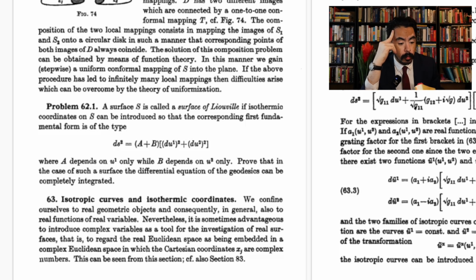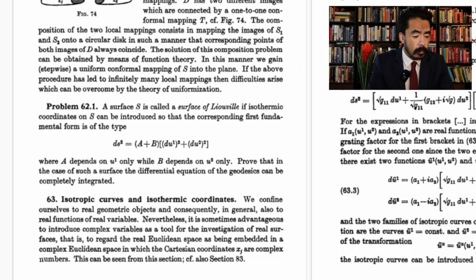But there's only one page missing out of what we're going to read today, so we're back to the PDF. Section 63, Isotropic Curves and Isothermic Coordinates. We confine ourselves to real geometric objects and consequently, in general, also to real functions of real variables. Nevertheless, it is sometimes advantageous to introduce complex variables as a tool for the investigation of real surfaces, that is, to regard the real Euclidean space as being embedded in a complex Euclidean space in which the Cartesian coordinates x sub j are complex numbers. This can be seen from this section, for which refer also to section 83.